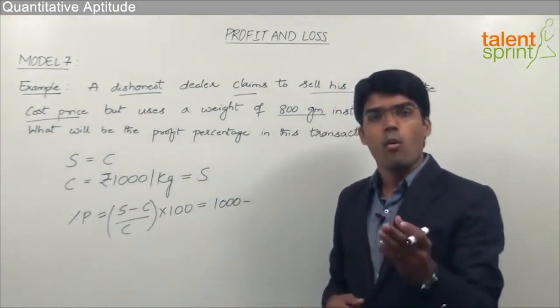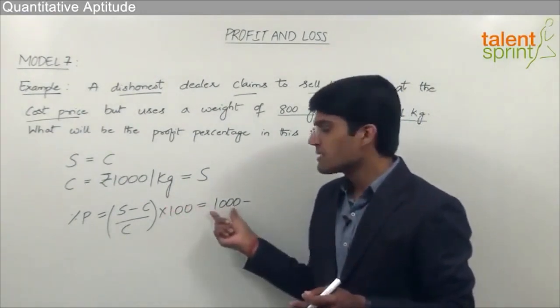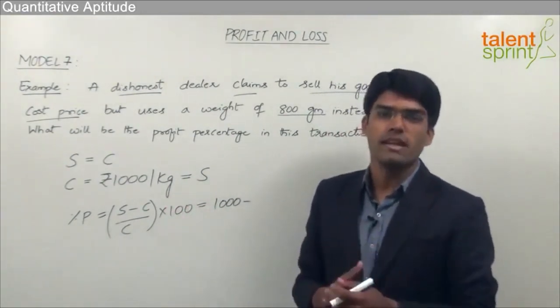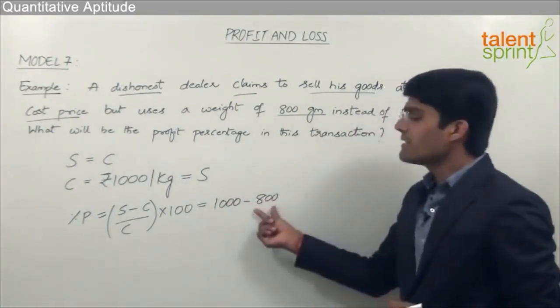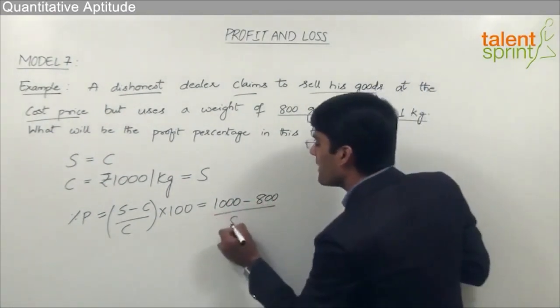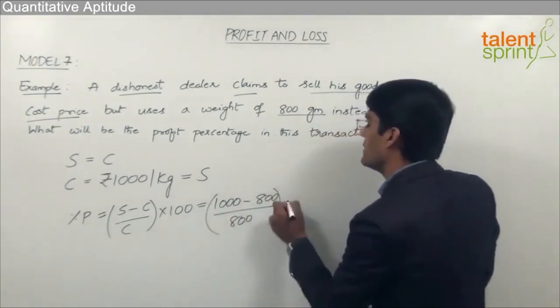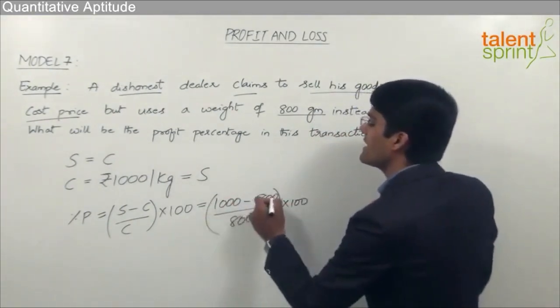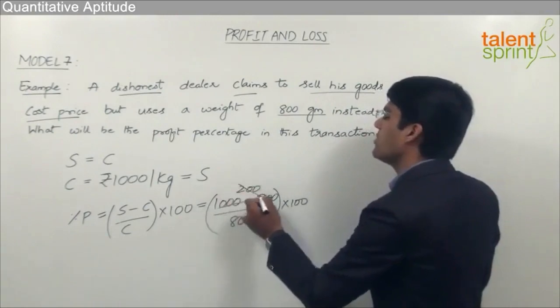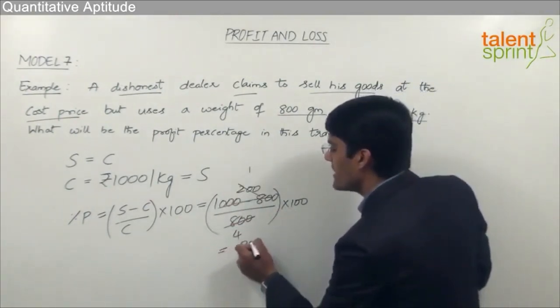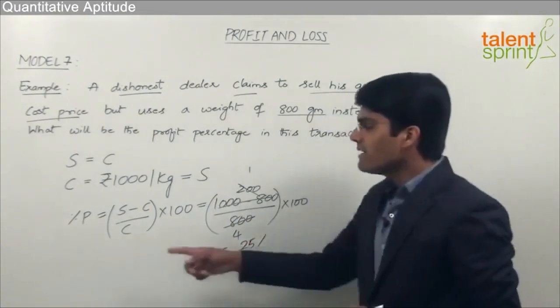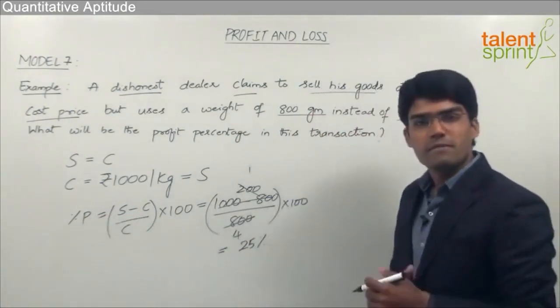So very clearly what he gets is 1000 rupees. But what he has spent there is only 800 rupees. So we can say 1000 minus 800, where 800 is the cost price, divided by 800, into 100. So 1000 minus 800 will be equal to 200, and 200 by 800 is 1 by 4. So 1/4 is equal to 25%. So we can say that the profit made would be 25%.